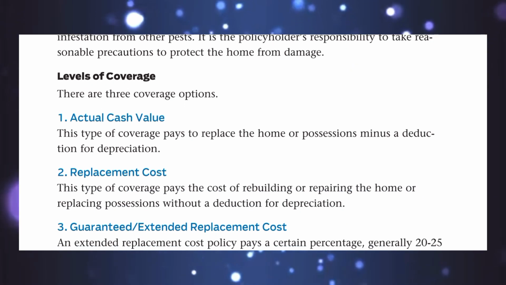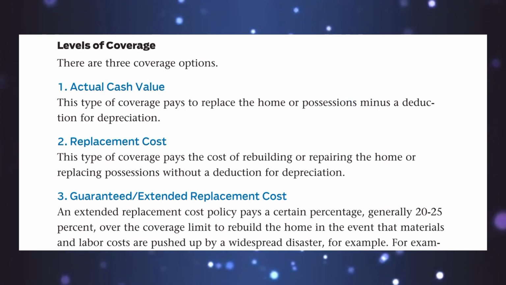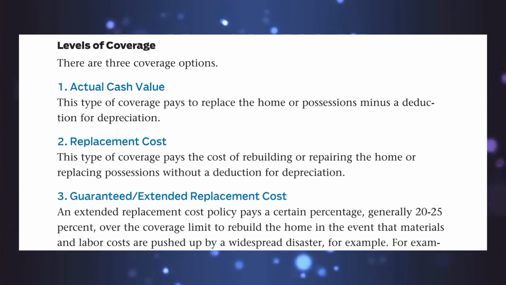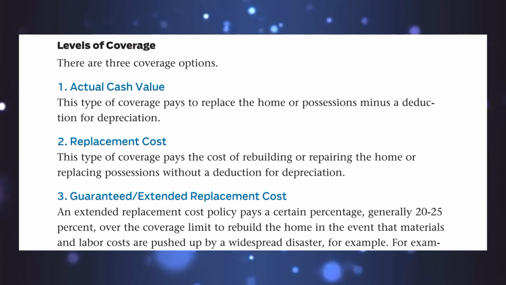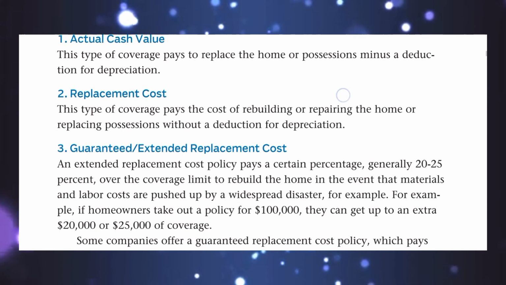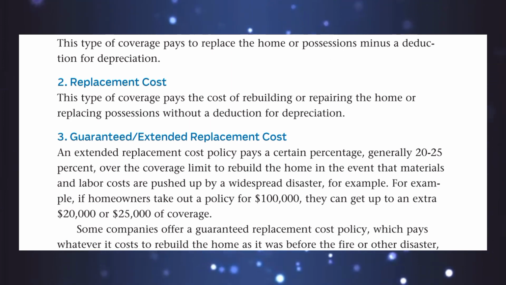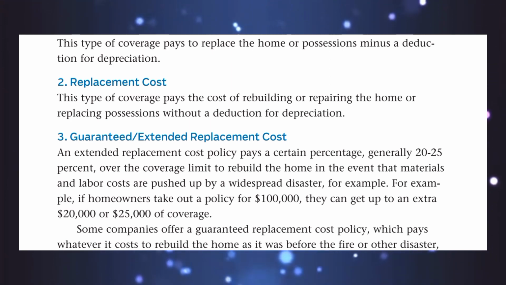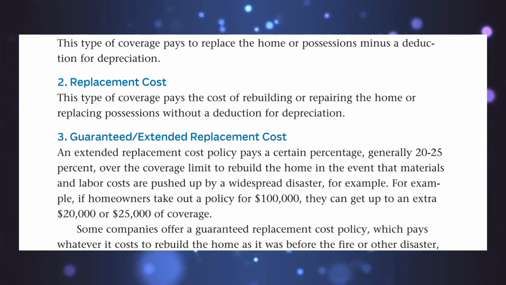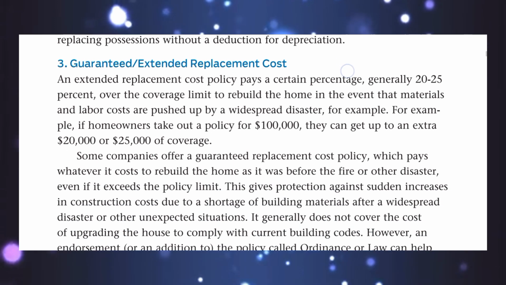Level of coverage. There are three coverage options. Point number 1, actual cash value. This type of coverage pays to replace the home or possessions minus a deduction for depreciation. Point number 2, replacement cost. This type of coverage pays the cost of rebuilding or repairing the home or replacing possessions without a deduction for depreciation.